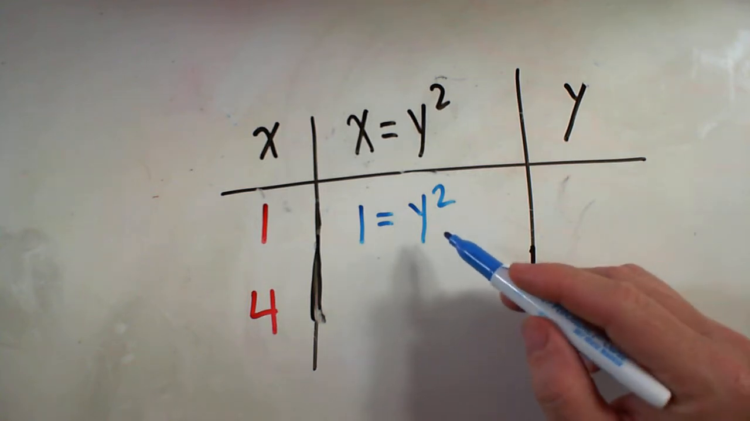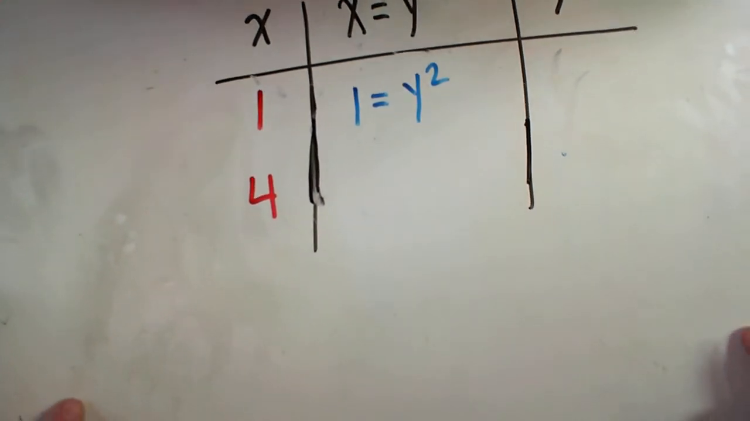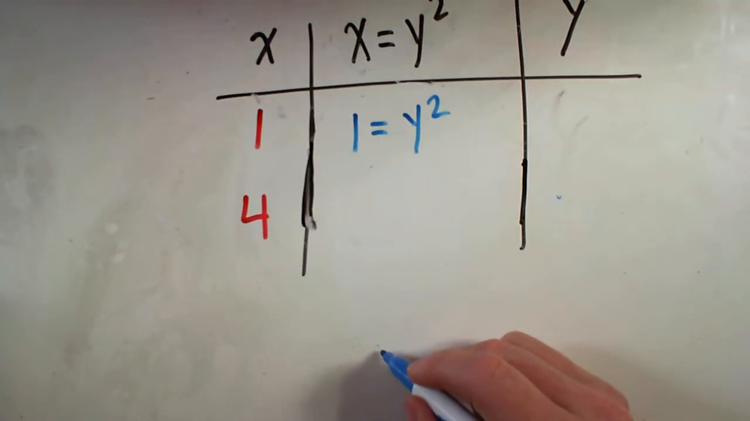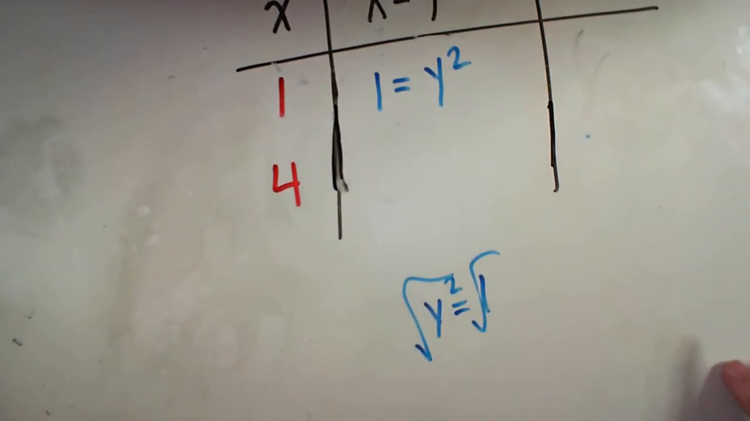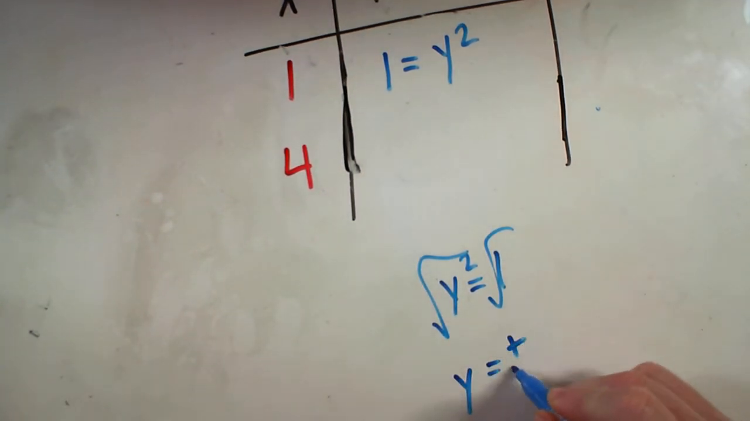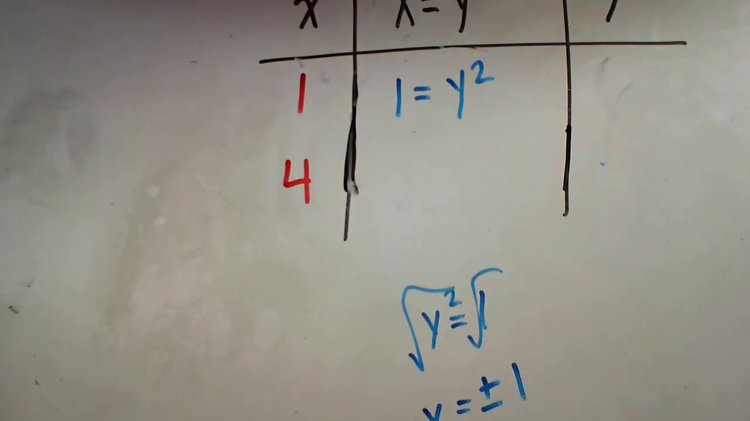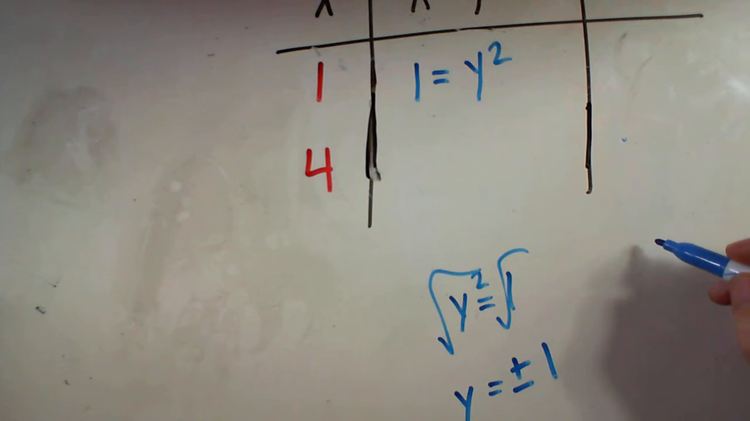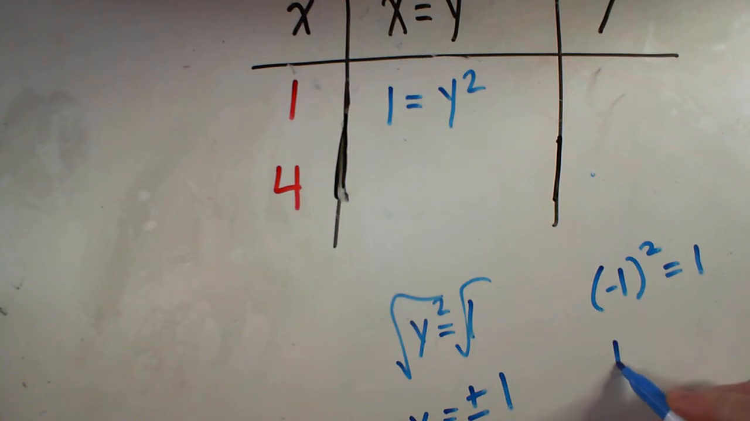So we're going to take y squared equals 1. I take the square root of both sides. Now that leaves me with y on one side, but that leaves me with plus or minus 1 on the other side. Whenever you take the square root of something squared, you have to realize that there are two possible answers there. Because -1 squared equals 1 and +1 squared equals 1.